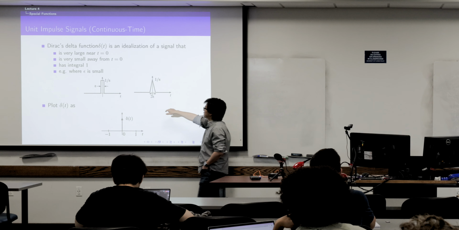And for the discrete time case, the definition of delta is much cleaner. When n is 0, instead of infinity, we just have 1. And when n is not 0, we just have 0 here, right? It's a very clean definition for the discrete time case.